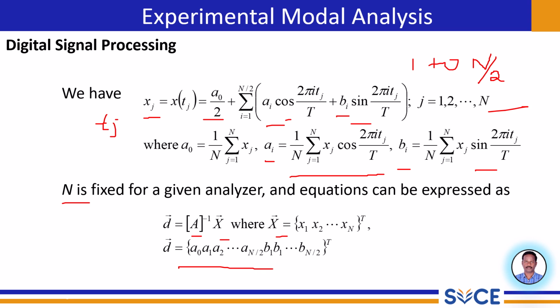This means that the number of discrete data points our analyzer collects in a given time window is determined by its hardware settings, particularly the sampling rate. This value of n directly influences the number of frequency components we can resolve in our analysis. So in essence, this equation shows the mathematical process by which our analyzer takes a time domain vibration signal, discretizes it into a series of data points, and decomposes it into a sum of individual sine and cosine waves at different frequencies.